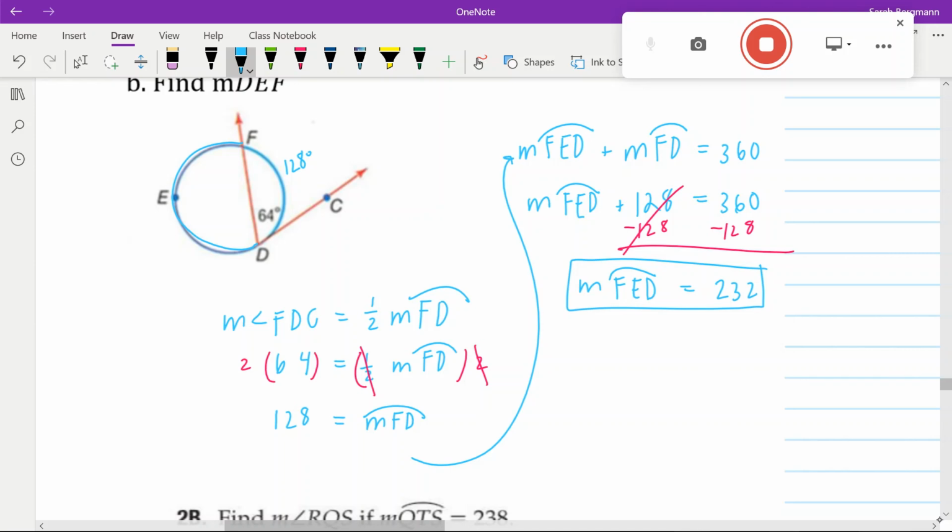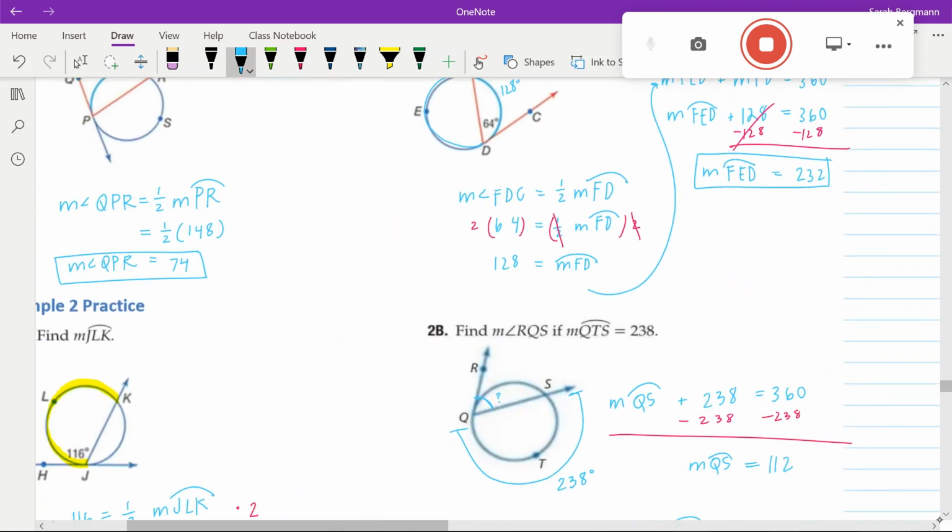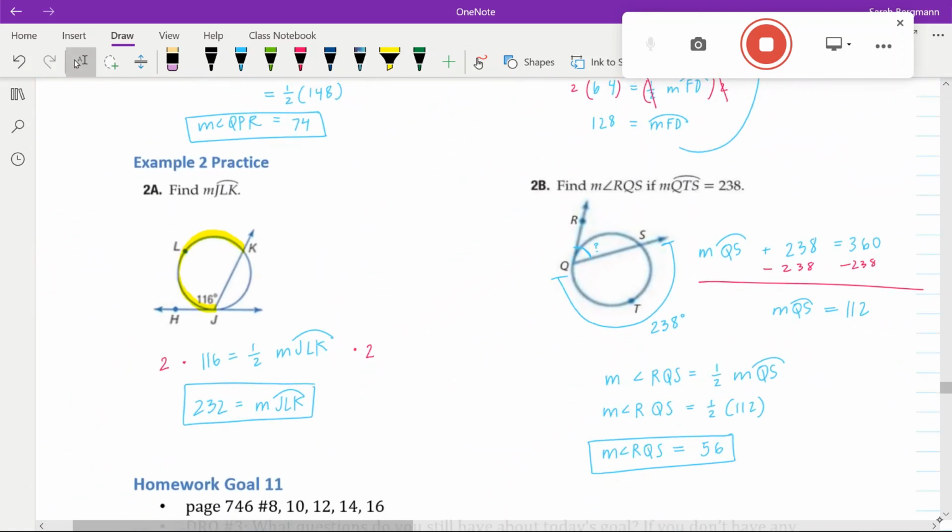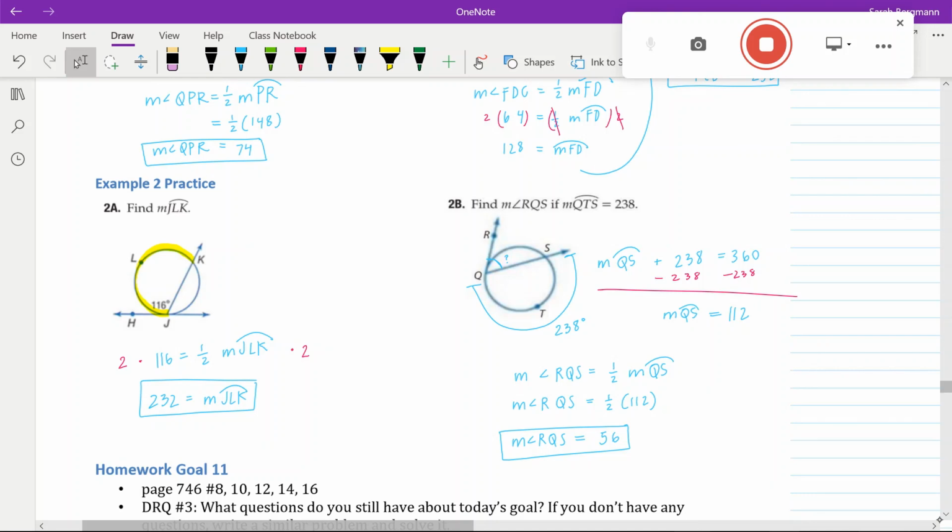Okay, there are some practice problems below. Go ahead and pause the video and try that on your own. Here are the solutions for those two problems. They're just like the two problems we did.